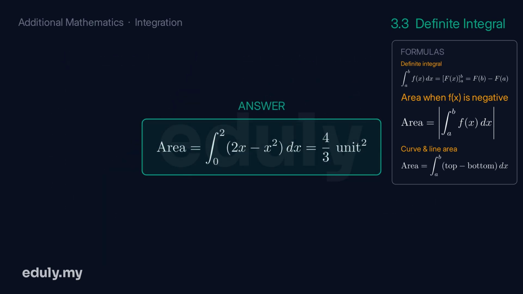The curve y equals x² and the line y equals 2x meet at (0, 0) and (2, 4), with the line above the curve throughout that interval. The area of the enclosed region is 4/3 square units, confirmed two ways. Directly by integrating 2x minus x² from 0 to 2, and independently by subtracting the area under the curve, 8/3, from the triangle under the line, 4.